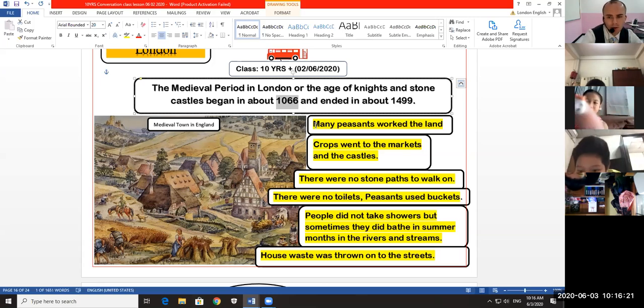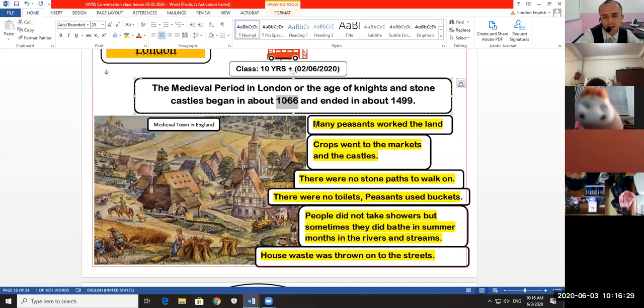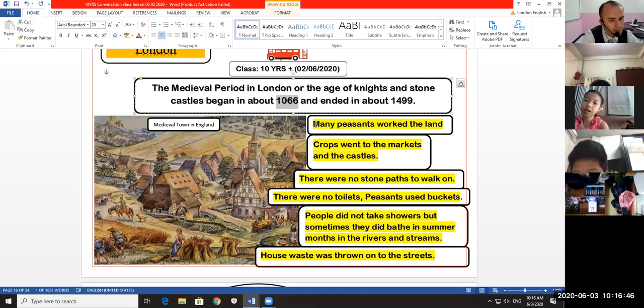So many peasants worked the land. That means to do with farming, okay? They grew crops at the time. When it was time to pick, they all went to markets and the castles, okay? So the local castle, wherever you had a big area. I'll have to raise my voice a bit because there's some banging going on. So crops went to castles, they went to markets. Sometimes there were castles with markets inside, so they would go inside.